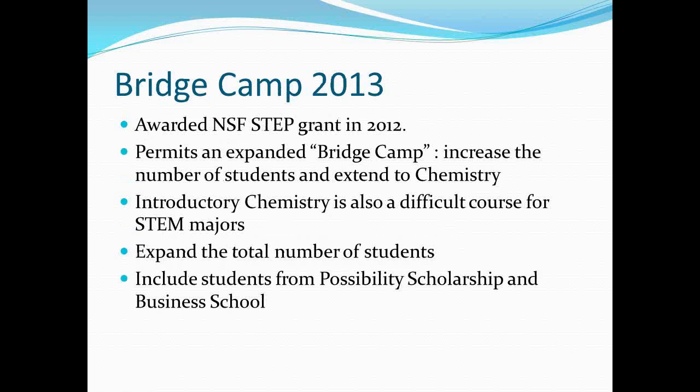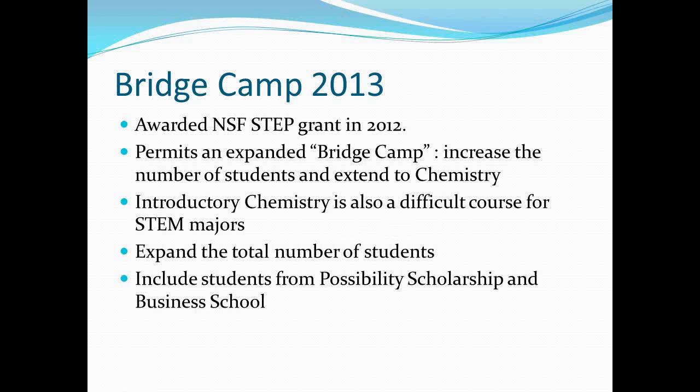Next slide, please. We were fortunate enough to also be awarded an NSF STEP grant in 2012, and that permitted an expanded bridge camp. We increased the number of students and extended it to chemistry. Our earlier analysis showed that those are the two main stumbling block courses for students' further progress in their STEM degree: their first semester math course and their first semester chemistry course. Typically, students have to do an introductory chemistry course, at least one or two, for all STEM majors, pretty much except, I think, computer science. So we also found chemistry is a difficult course for STEM majors. So we increased the subjects to math and chemistry, and we expanded the total number of students.